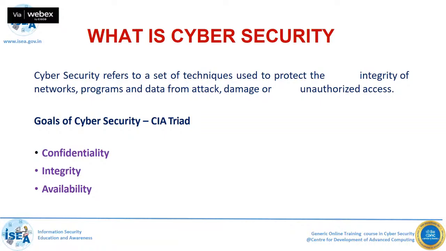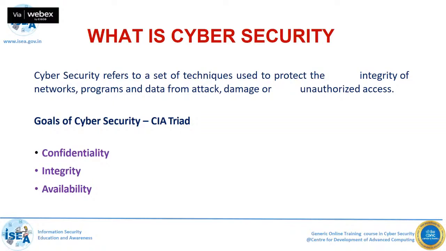What is cyber security? In the earlier session it was told to you very clearly. Cyber security is a set of techniques used to protect the integrity of networks, programs and data from attack, damage or unauthorized access. What do we mean by data? Data is nothing but your name, your email address, your mobile number, your credit card number, debit card number. All of those come under the category of data. That data has to be secured by maintaining various steps.